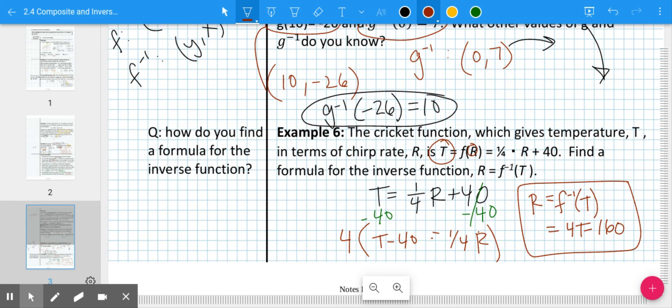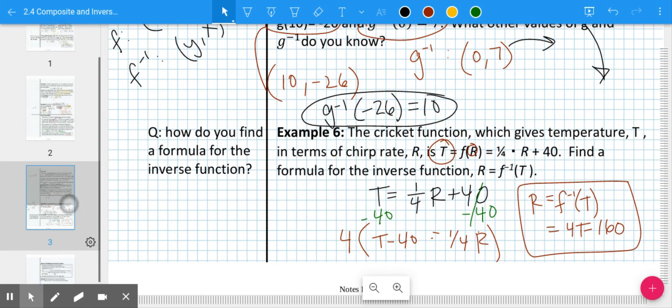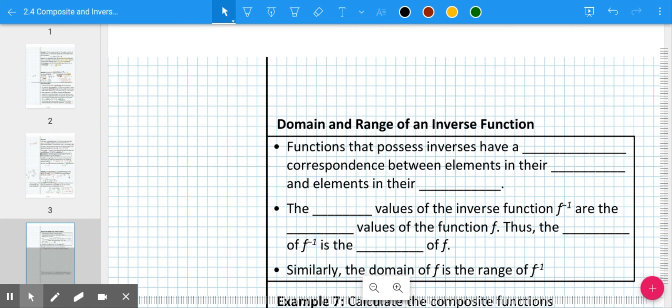Very last page here, we just have some notes about domain and range and inverses, and I want you to fill this in as well. Functions that have an inverse have a one-to-one correspondence between elements in their domain and elements in their range. So if a function is invertible, not only is it a function, but the inverse has to be a function. So everything has to match up. There can be no repeating elements from domain or range.